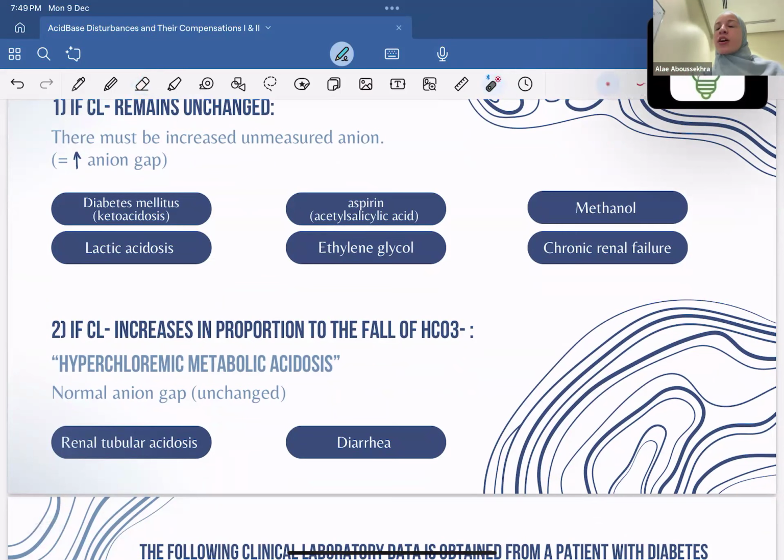In the other case, chloride will increase. So if chloride increases, the anion gap will remain unchanged. So the anion gap will remain normal, and it's chloride that increases. This is called a hyperchloremic metabolic acidosis, because we have extra chloride. This happens in renal tubular acidosis and in diarrhea. So when chloride increases, it basically indicates that we have loss of bases. So this is the use of anion gap. It will tell you what caused the metabolic acidosis. So these are your two cases.